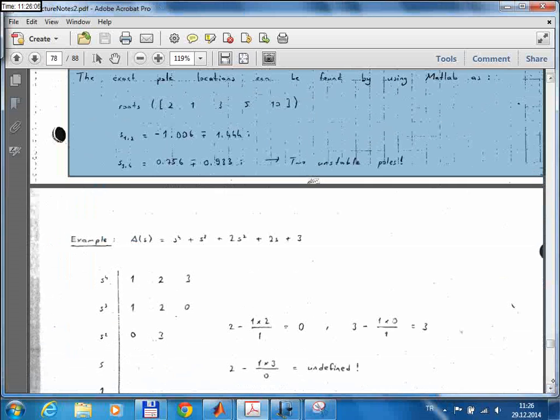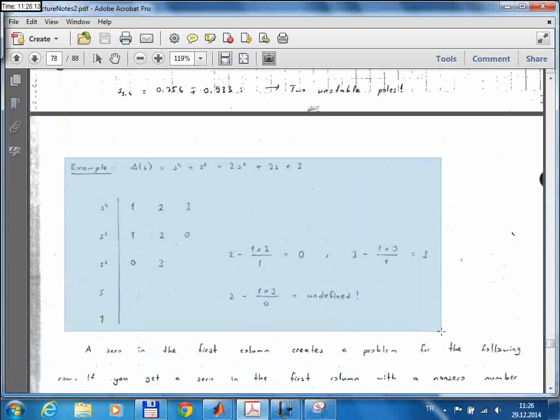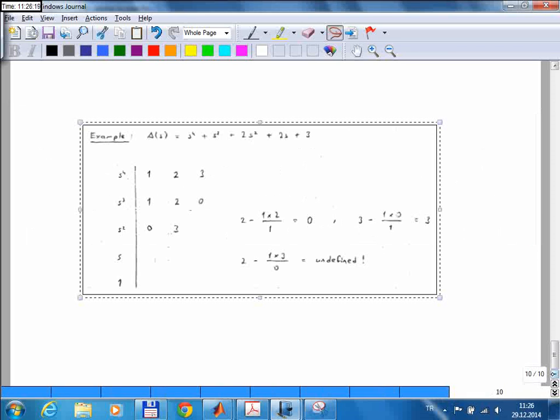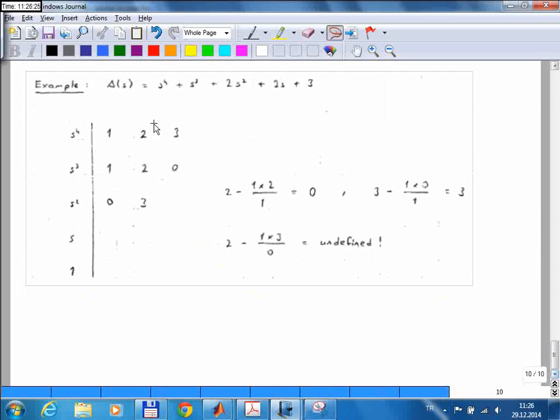So let's take a look at another example. Again, we have a fourth order system. We construct the array as follows: 1, 2, and 3. The second row is 1 and 2. For the third row, if we use the formula, we get a 0 here, because the formula is this times this minus this times that divided by this number, and that gives us a 0. And the second element in the third row is 3.